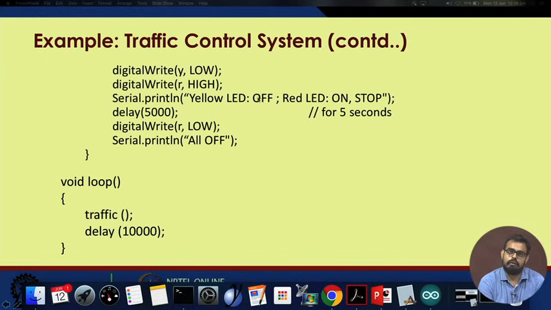The same thing is printed on the serial port. Then again you have a delay of 5 seconds, then digital write R as low. Now you have all 3 LEDs turned off and you serially print all off. Now within this void loop, you call this traffic function. This traffic will iteratively run again and again till your device is powered, and you call a delay of 10,000, that is 10 seconds. So your traffic signal loop will run once, then stop for 10 seconds, then the whole loop will run once again, and it will keep on going.